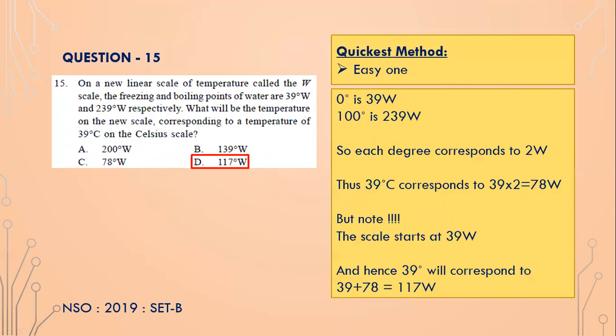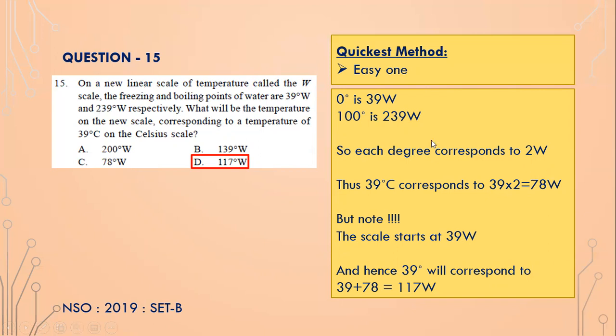On a new linear scale of temperature called the W scale, the freezing and boiling points of water are 39 degrees W and 239 degrees W respectively. What will be the temperature on the new scale corresponding to a temperature of 39 degrees C on the Celsius scale? So freezing point is 39 W and boiling point is 239 W.